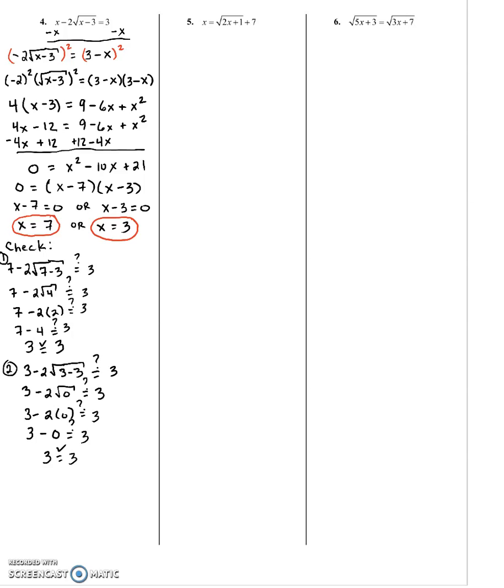So now let's look at number 5. Okay, again, we need to isolate the radical first. So subtract 7 from both sides. And we have x minus 7 equals the square root of 2x plus 1. And I guess I jumped ahead of myself a little by putting that in parentheses. But now we're going to square both sides.